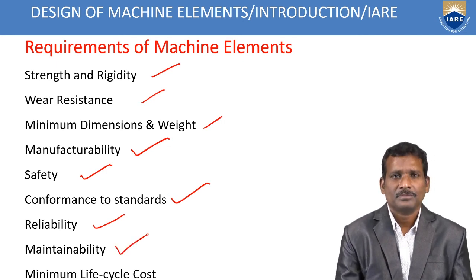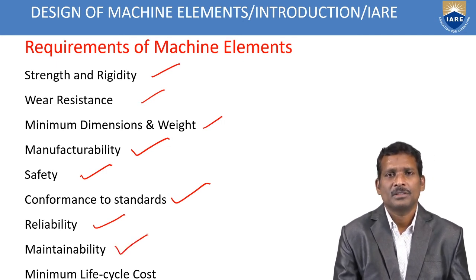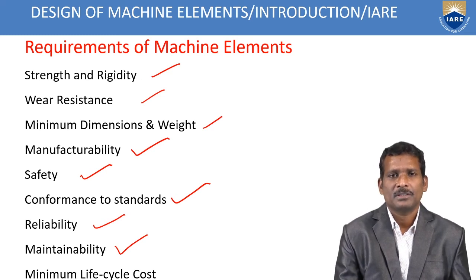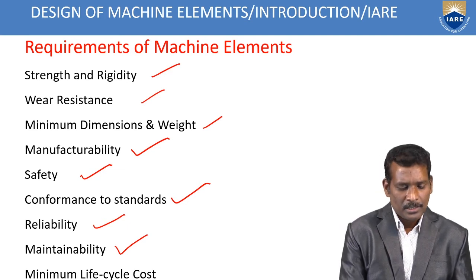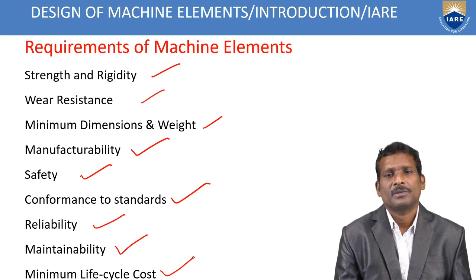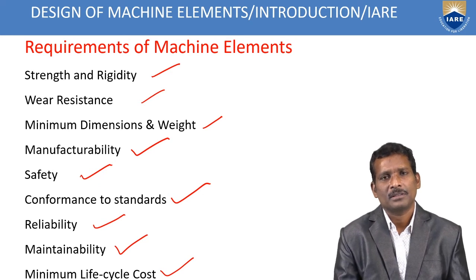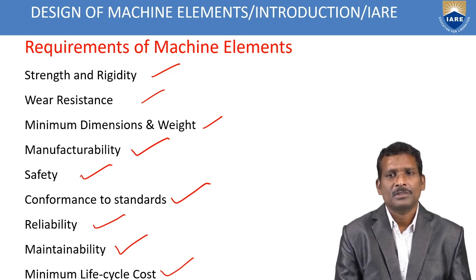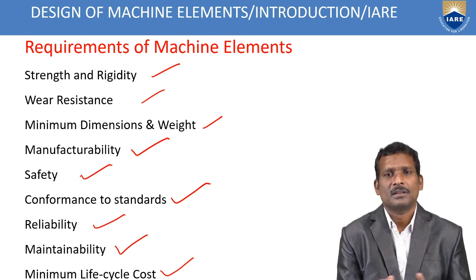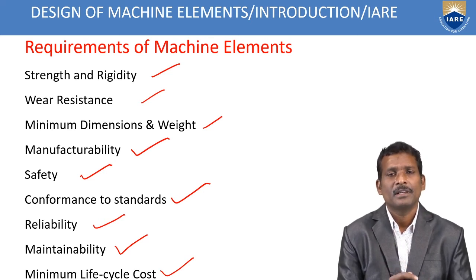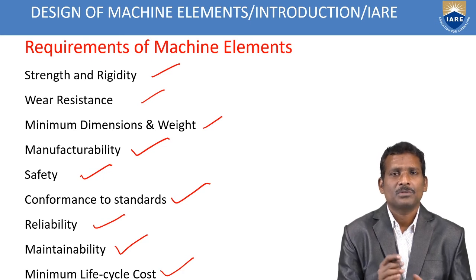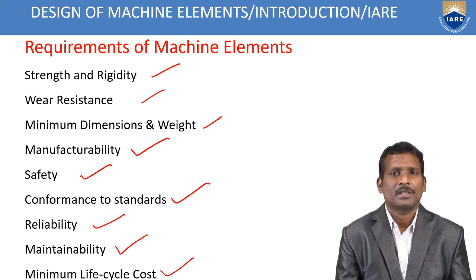And maintainability, the operator should find it easy to maintain. So maintainability means it can be serviceable and repairable. Okay? And the minimum life cycle cost. The last one is minimum life cycle cost, meaning the total cost to be paid by the purchaser for purchasing the element and the maintaining cost over the element's lifespan. Clear? So that is called the life cycle cost. The machine element should require the minimum life cycle cost.